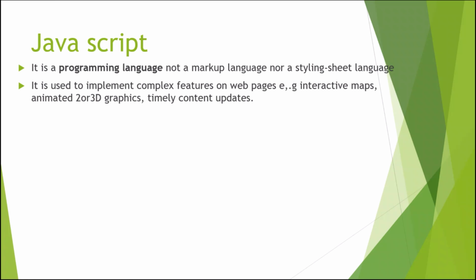So if we look at popular websites, if you search up information on Google or whatever, you're gonna see a website that looks very beautiful, not just black and white, not even just colored. You're gonna see different features, and those features don't only use HTML and CSS. They also have a bit or even a lot of JavaScript. So JavaScript is used to make interactive maps. It's used to make animated 2D or 3D graphics. It's used to make tiny content updates.